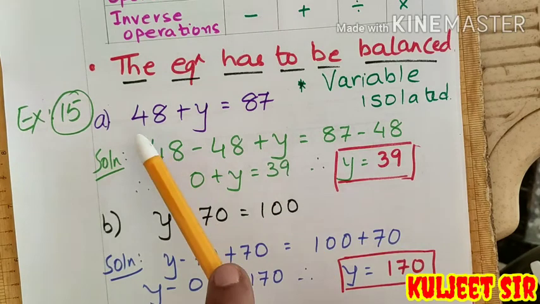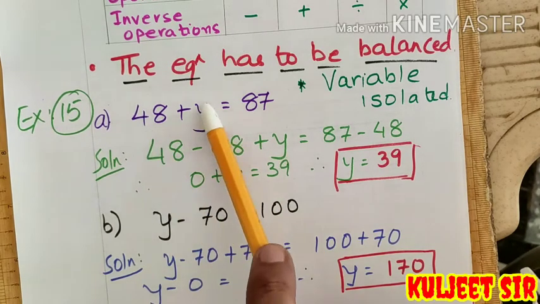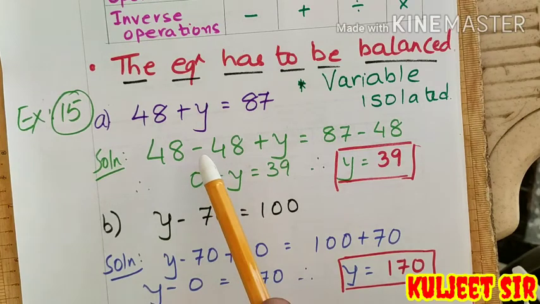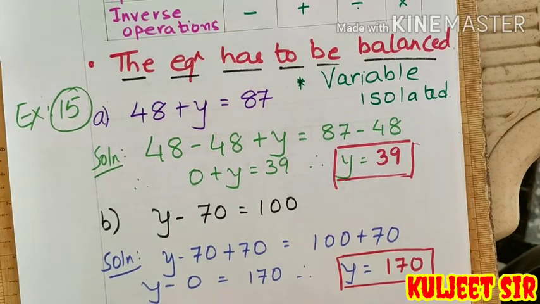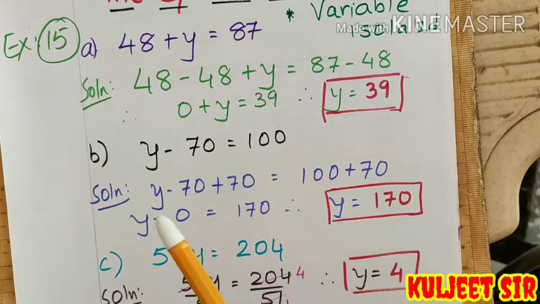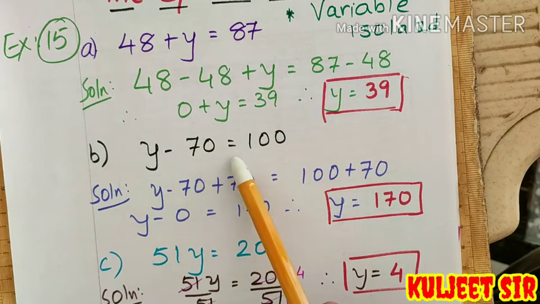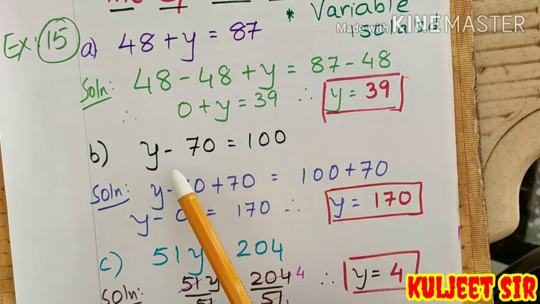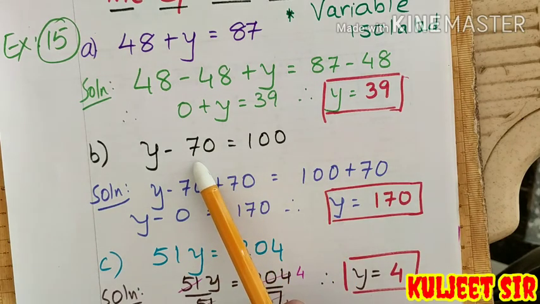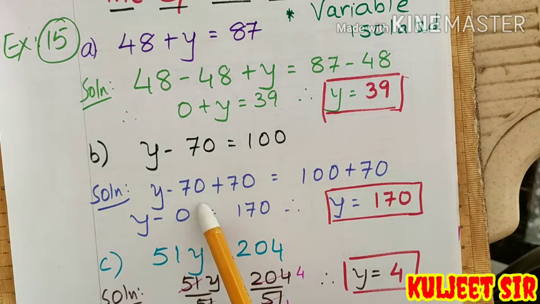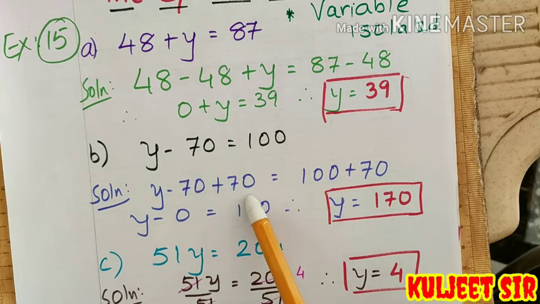So here you can see there was a positive number and the variable had to be left alone, isolated, so we have used a minus sign. We will use all the 4 operations and you'll come to know. Now you can see the next sum, b, y minus 70 is equal to 100. Now there is a minus 70 over here. So as per the rule, what did I say? y minus 70 remains as it is, and we have to use plus 70 over here, because there is a minus 70 over here.